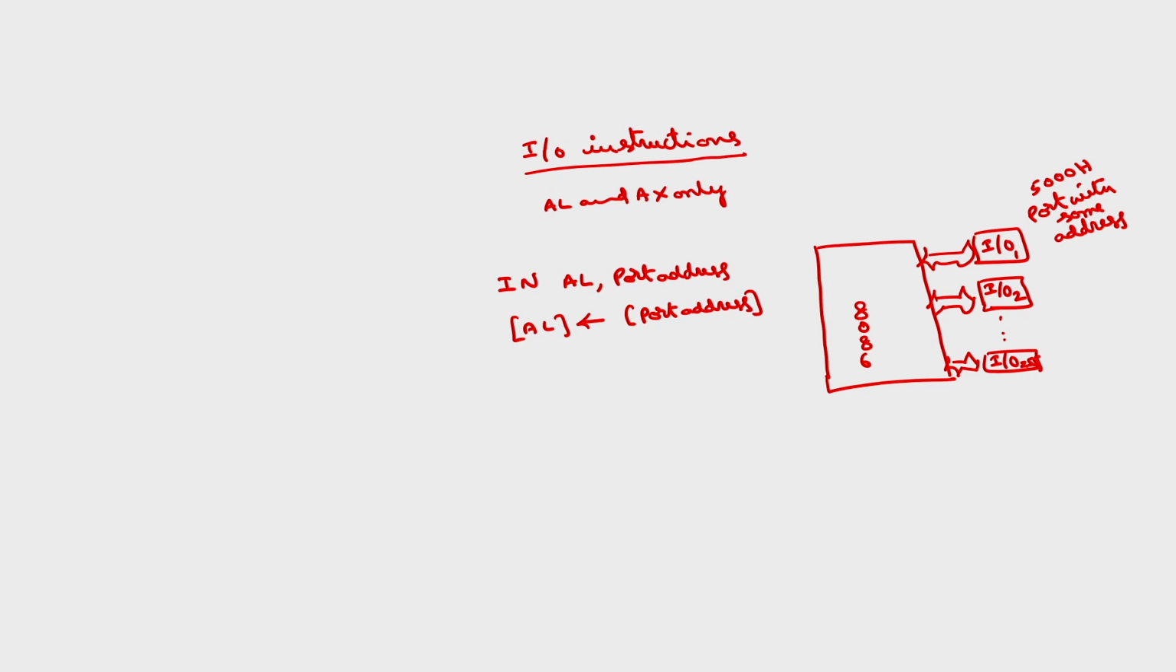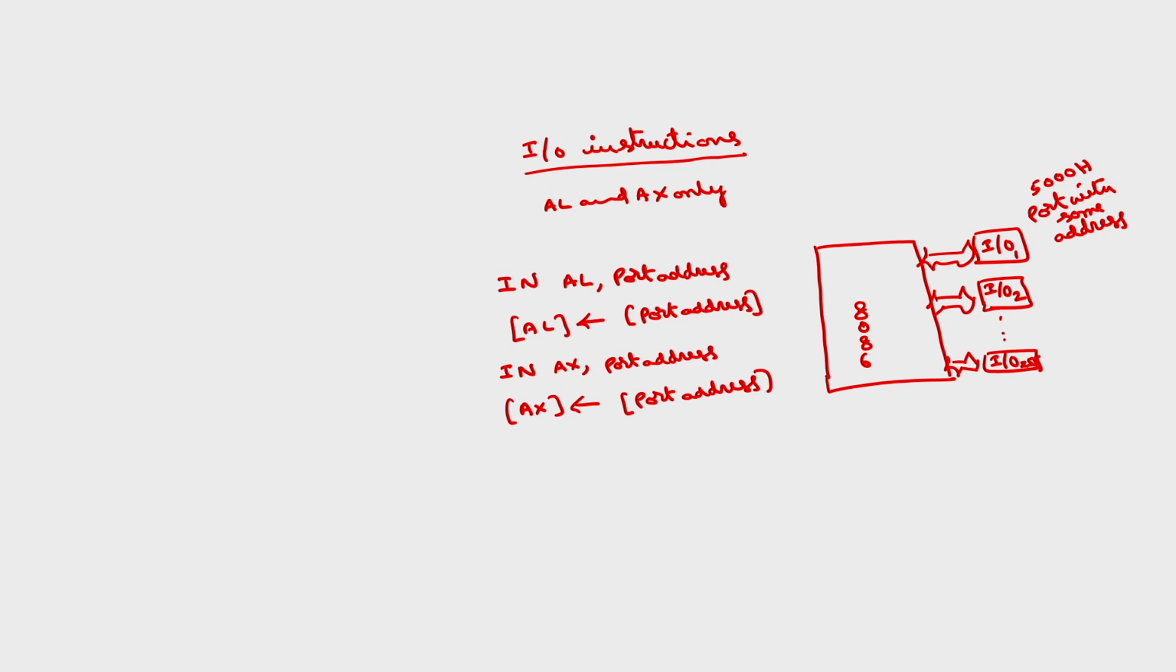Suppose the port is a 16-bit port, then I will take it onto the AX. The address remains only 16-bit, but the contents of that particular port can be either 8-bit or 16-bit. If it is 8-bit, then that will be taken into AL. If it is 16-bit, this will be taken into AX. The contents of this port address.